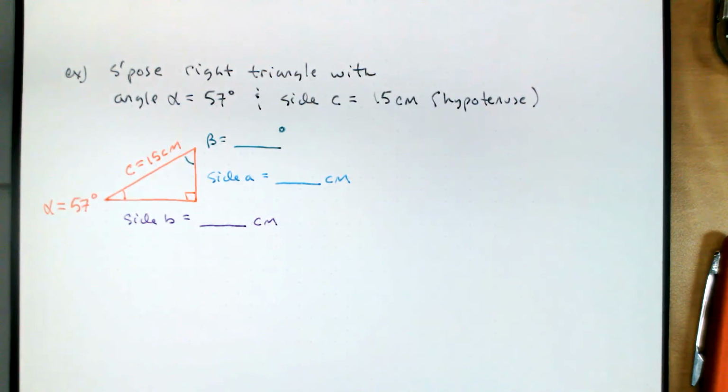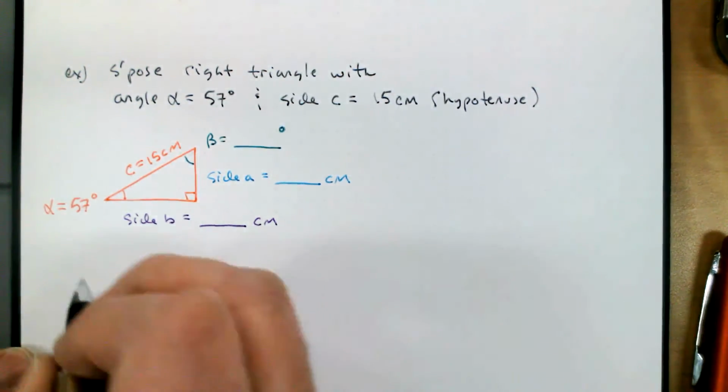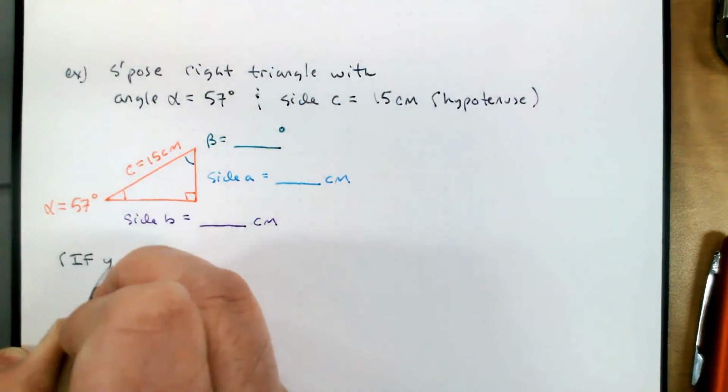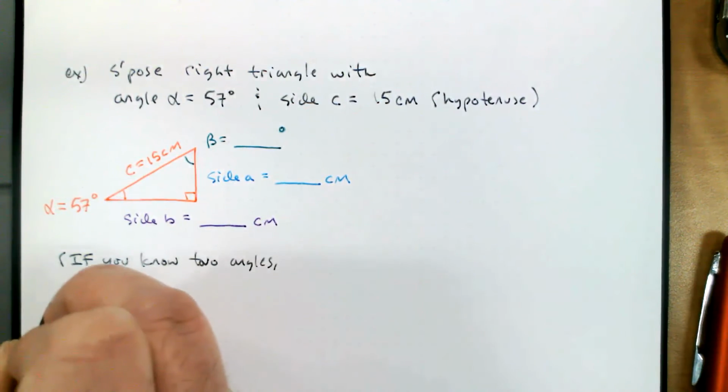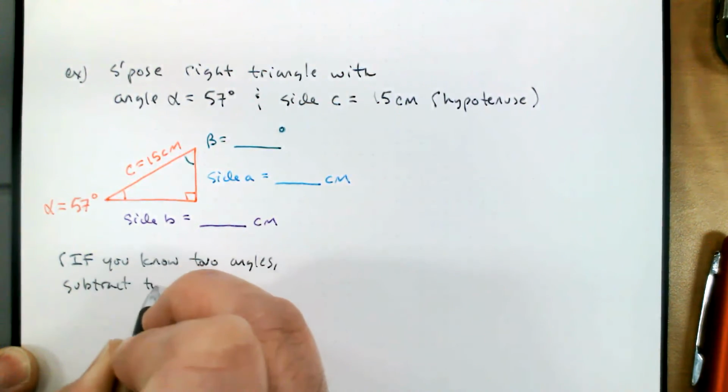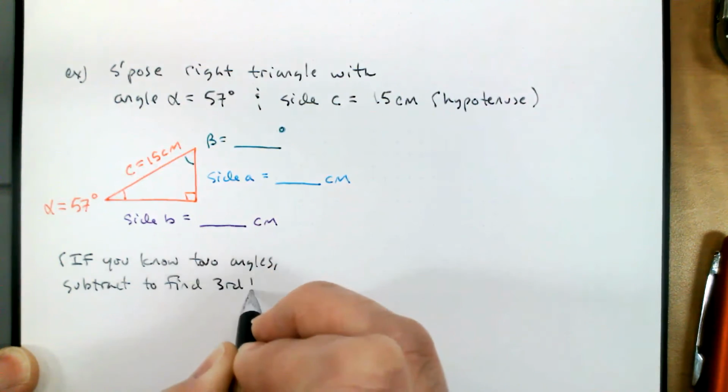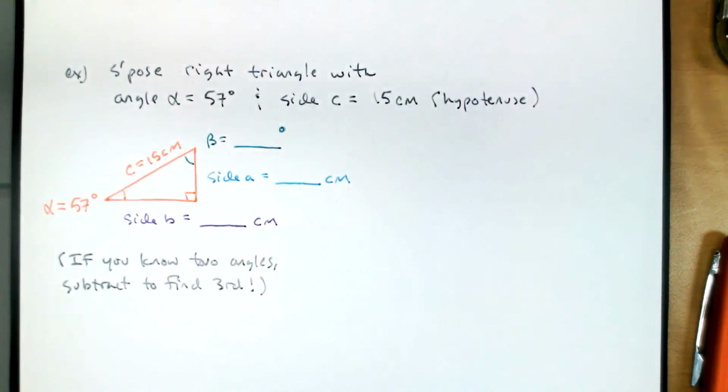What we're going to do is take the given information and use it to find out the other three things that we're missing. Here's the first thing we want to do. Always go after the easiest thing to find that uses the most given information. And the easiest thing to find, since we have two angles, is to subtract to find the third angle. If you have two angles, subtract to find the third angle. That's just good practice.